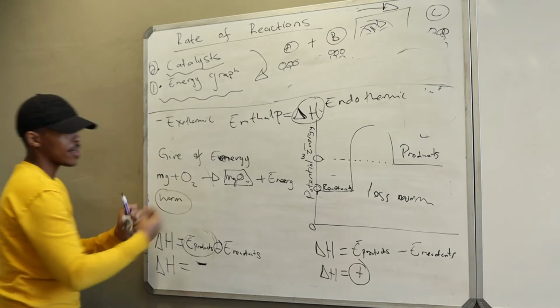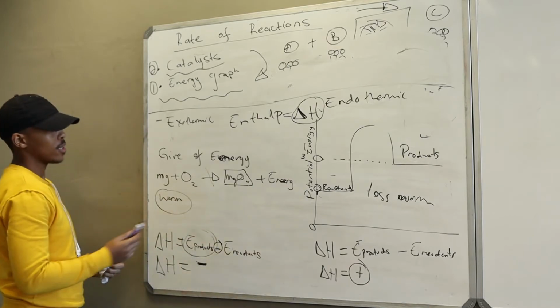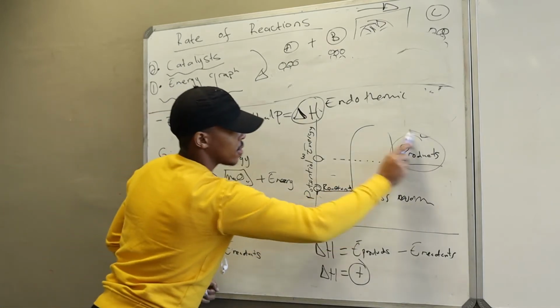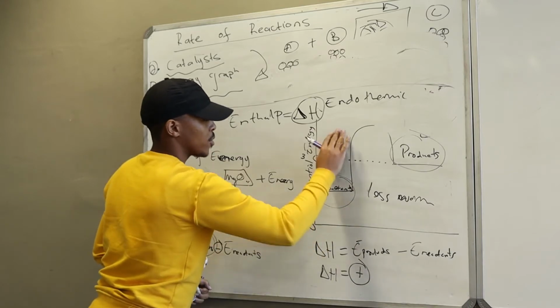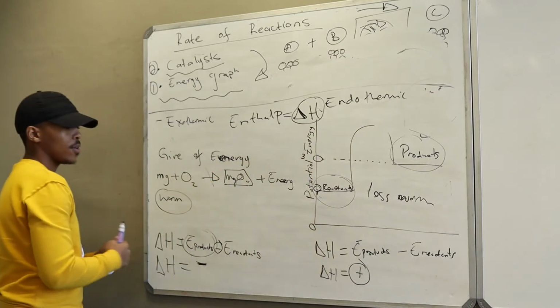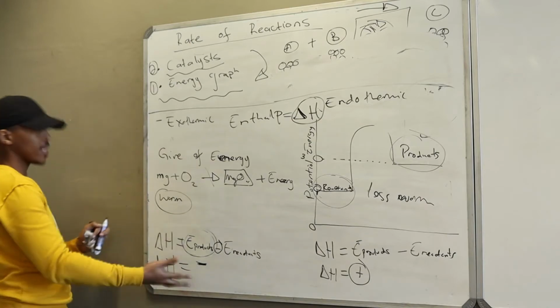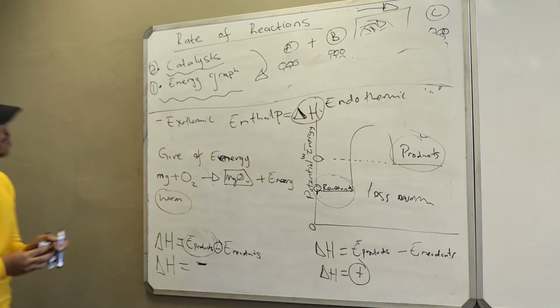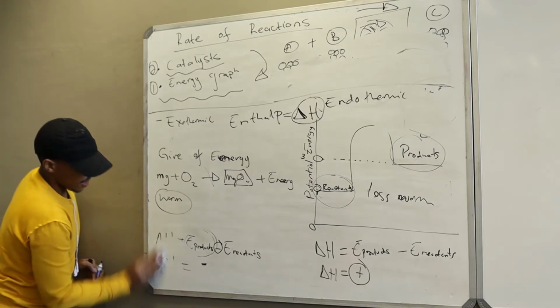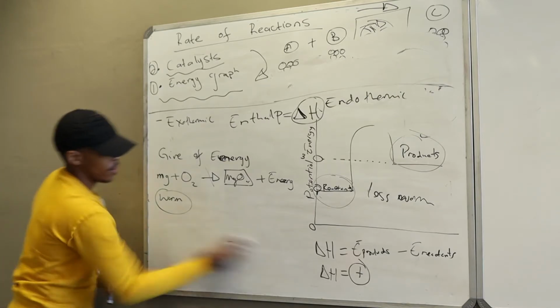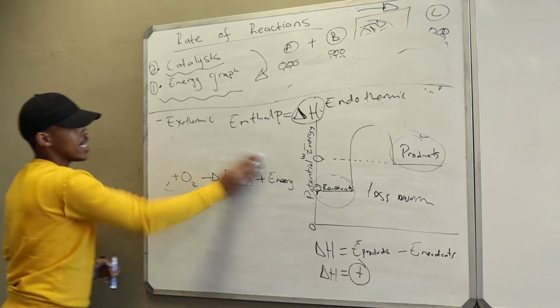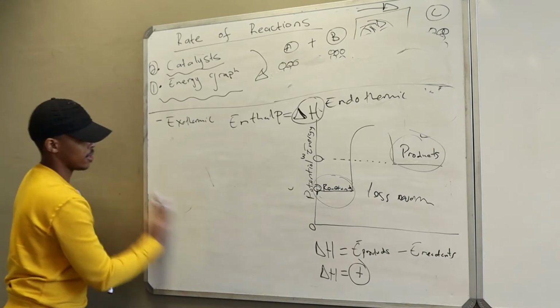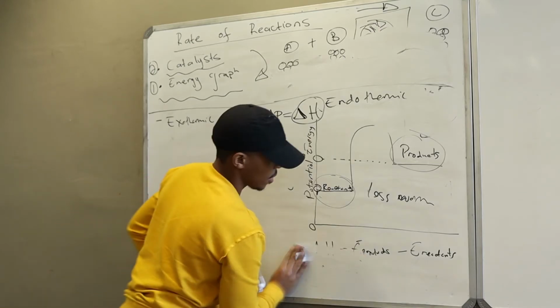So this is the difference between an endothermic reaction and an exothermic reaction. You look at the enthalpy. You look at products, you look at reactants, subtract the two, and then you get the difference. If it's negative, it's exothermic. If it's positive, it's endothermic, okay? All right. So that's the second energy graph that we're going to look at.